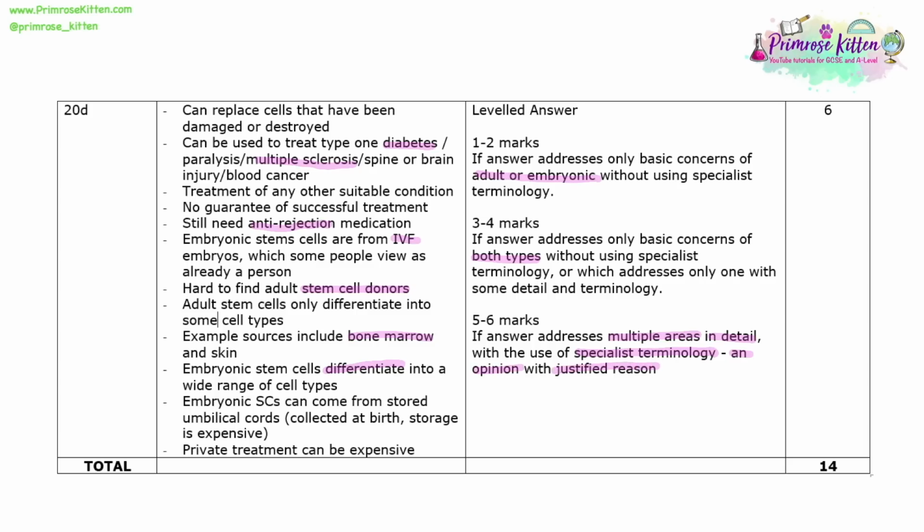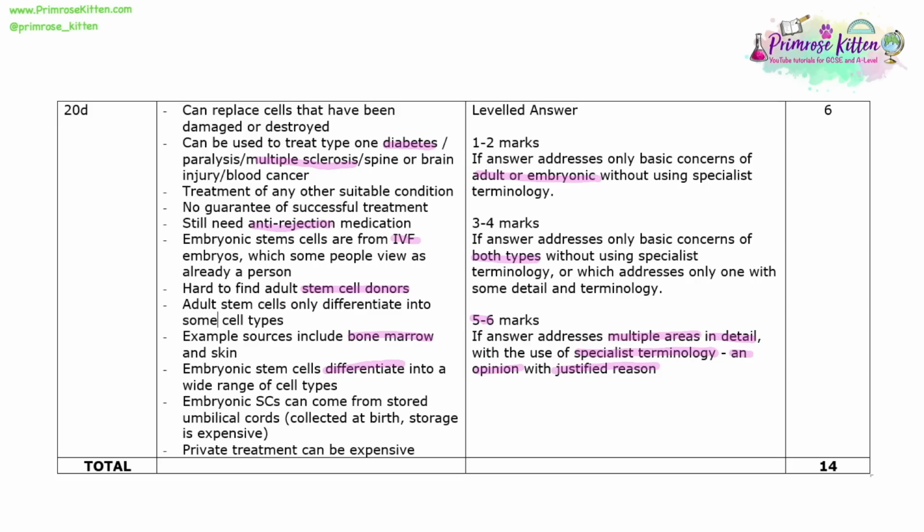That's the only way you can get into this high mark bracket, and our answer would fall into this 5 to 6 mark bracket, probably getting the full 6 marks. That was the idea behind me writing that model answer. So if you didn't write as many detailed points and have it split evenly between adult and embryonic, and do both pros and cons of each and an opinion with a justified reason, you can't get into that 6 mark bracket. This is what these levelled long answer questions are about.